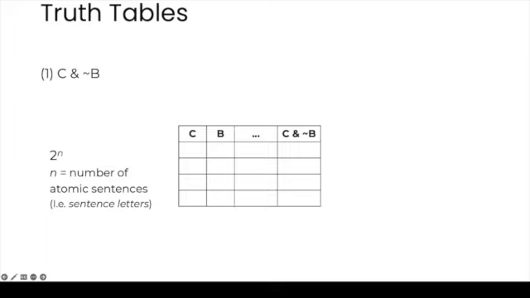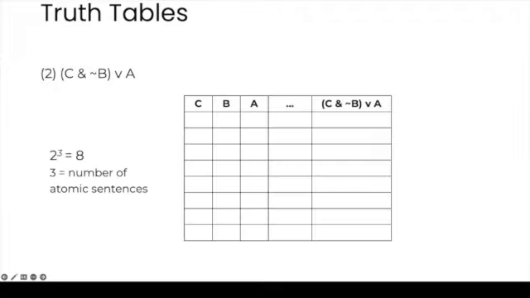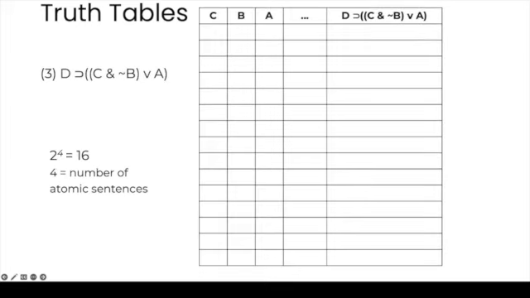Remember that the number of rows needed in a truth table is 2 to the power of n, where n is the number of atomic sentences, also known as sentence letters. In this case, we have 2 atomic sentences, so the number of rows is 4. But what happens if we add another sentence letter, as in sentence 2? Now the number of rows gets up to 8. And if we add another letter, we double the number of rows again.